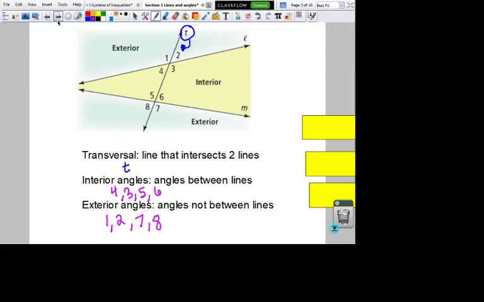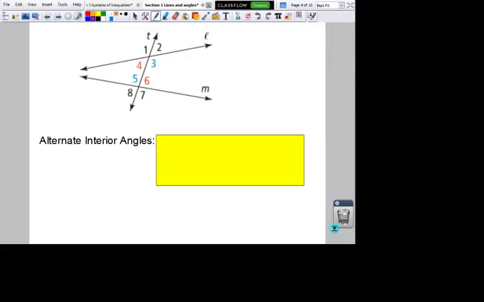Okay. Alright, so this is the majority of our lesson, or kind of the main parts. We're going to look at these different kinds of angles.